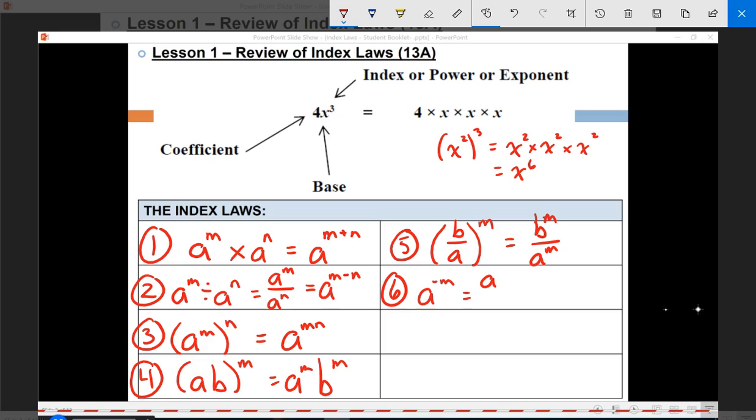I can write anything as a fraction. I can put that over 1. No, it's still negative m. It's over 1. Now, gentlemen, I can move terms with powers up and down a fraction. If I move my term with the power up or down the fraction, what do I have to do with the power? I have to change its sign, right? So this is actually the same as 1 over a to the m.